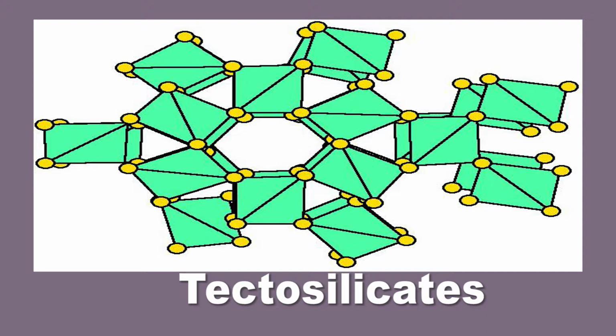Tectosilicates show a 3-dimensional network of tetrahedra with each tetrahedral unit sharing all of the oxygen atoms.